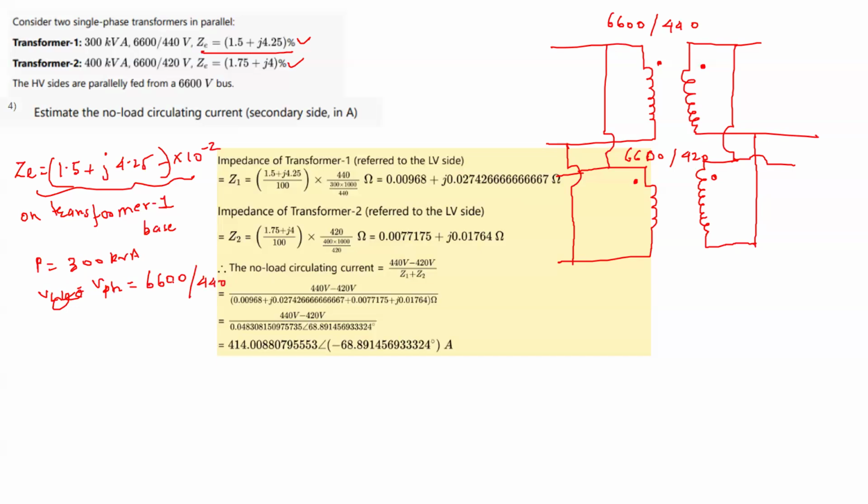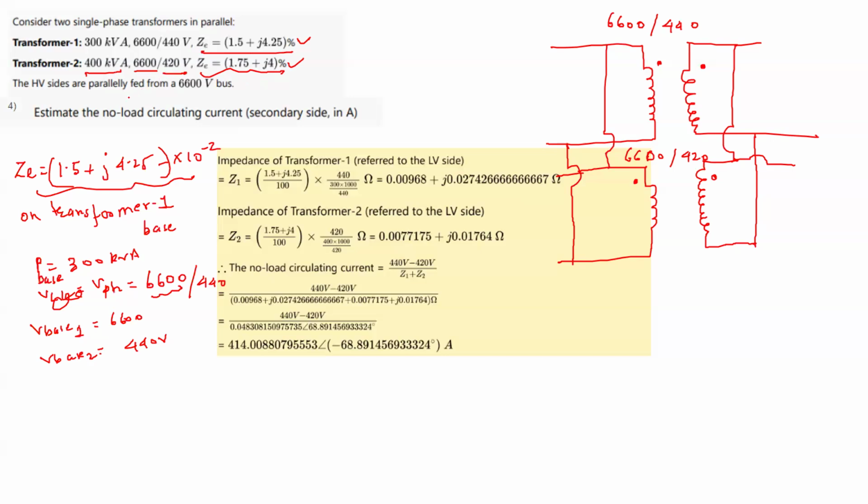If you are calculating the voltage on this side, you will take the primary side voltage base as 6600. So the V base primary is 6600, V base secondary is 440 volt. In the same way, this ZL is on the transformer 2 base, where the power base is 400 kVA, voltage base on the primary side is 6600, and voltage base on the secondary side is 420 volt.